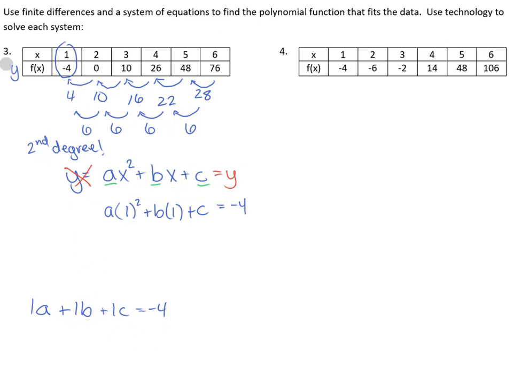Okay, well, we need to do this 2 more times. So let's go to our next, probably easiest point, the next smallest value of x to plug in, of 2. So we're going to plug in 2 everywhere we had x. And for y, we're plugging in 0, the y coordinate of our point. Okay, well, 2 squared makes 4. So we get 4a. 2 times b gives me 2b. We still have our 1c, but this time it equals 0. There's my second equation.